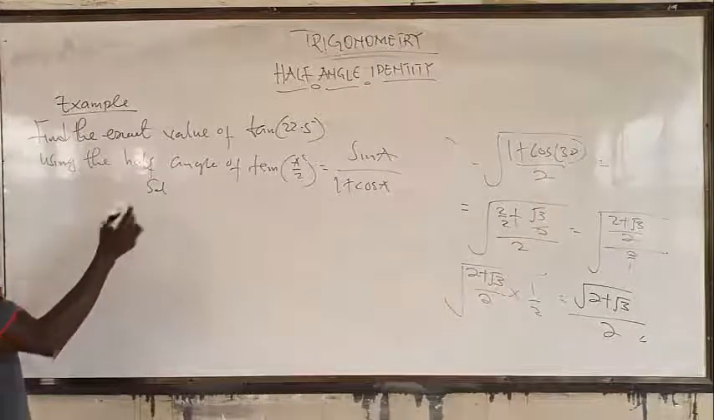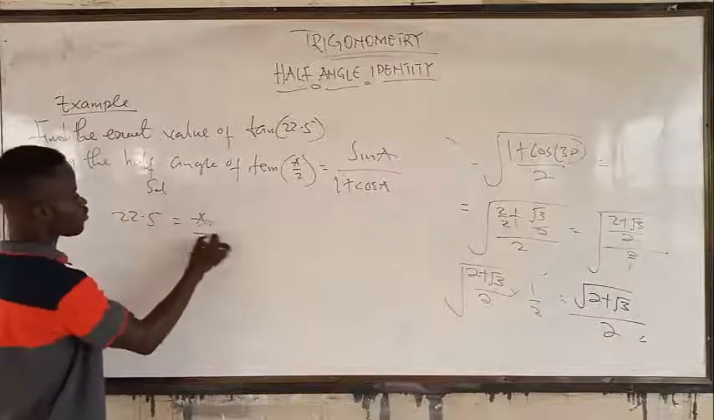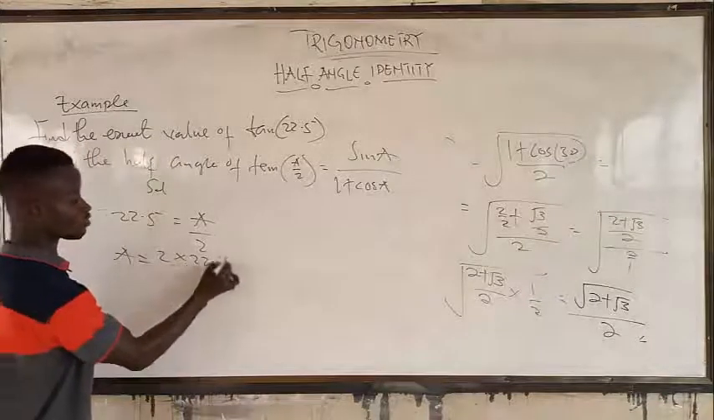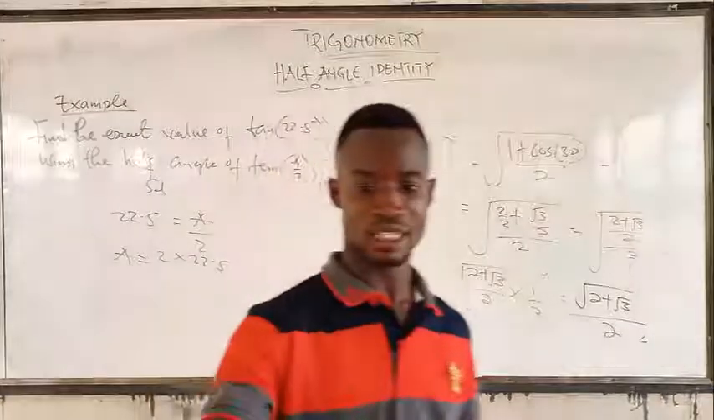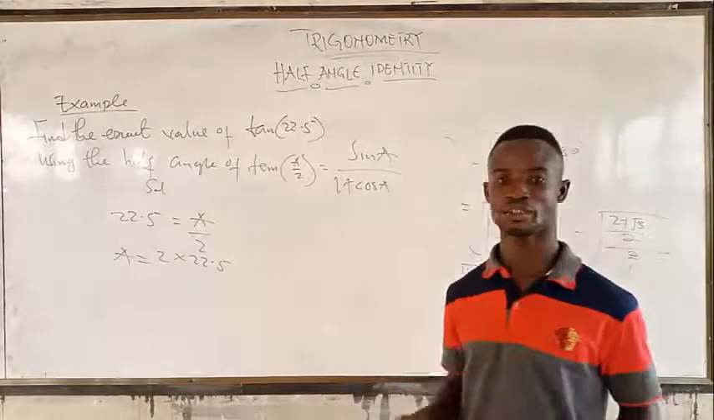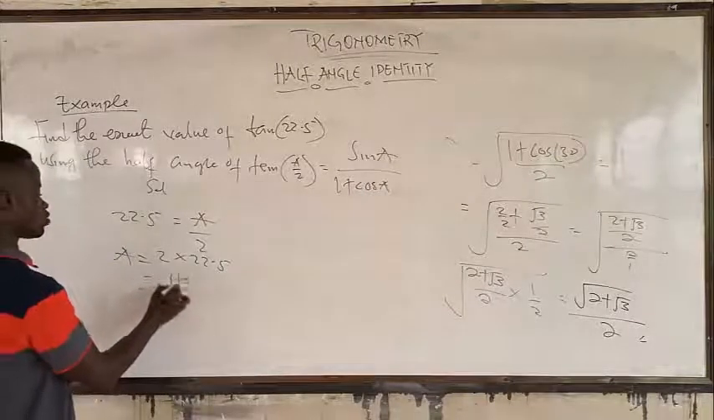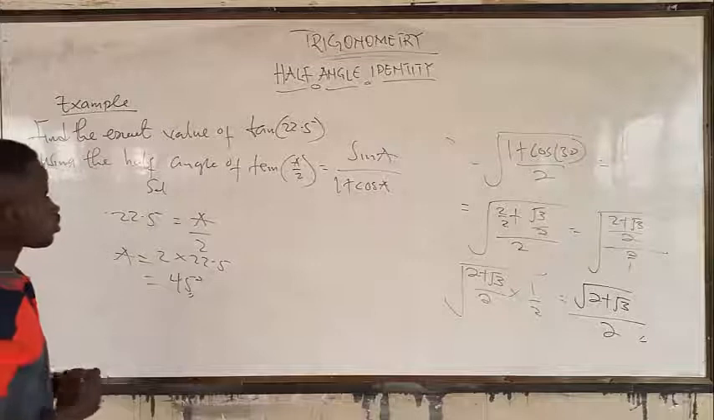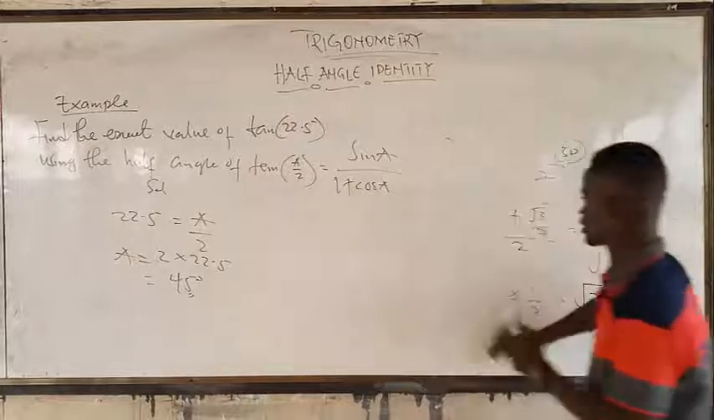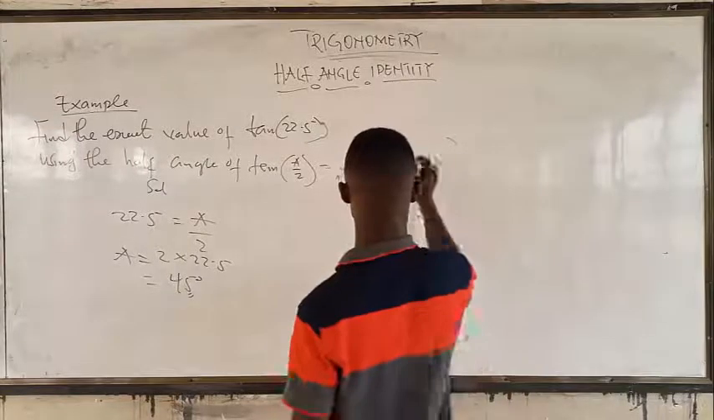Now what we do is that here we equate the two arguments. So we have 22.5 equal to A over 2. Then we find A. So A is going to be equal to 2 times 22.5. And we are going to get A to be 45 degrees. So from here, wherever you see A, put 45 there.